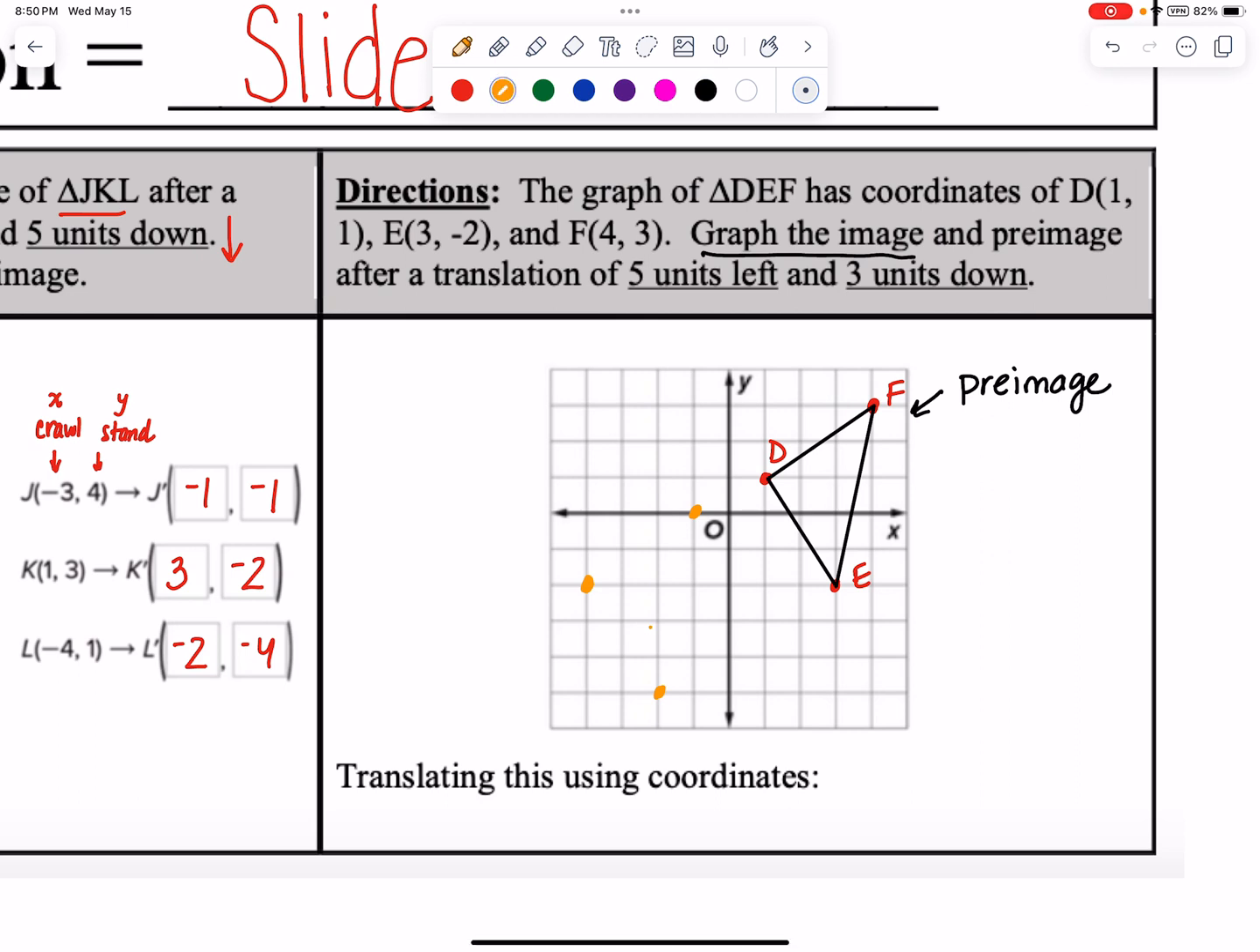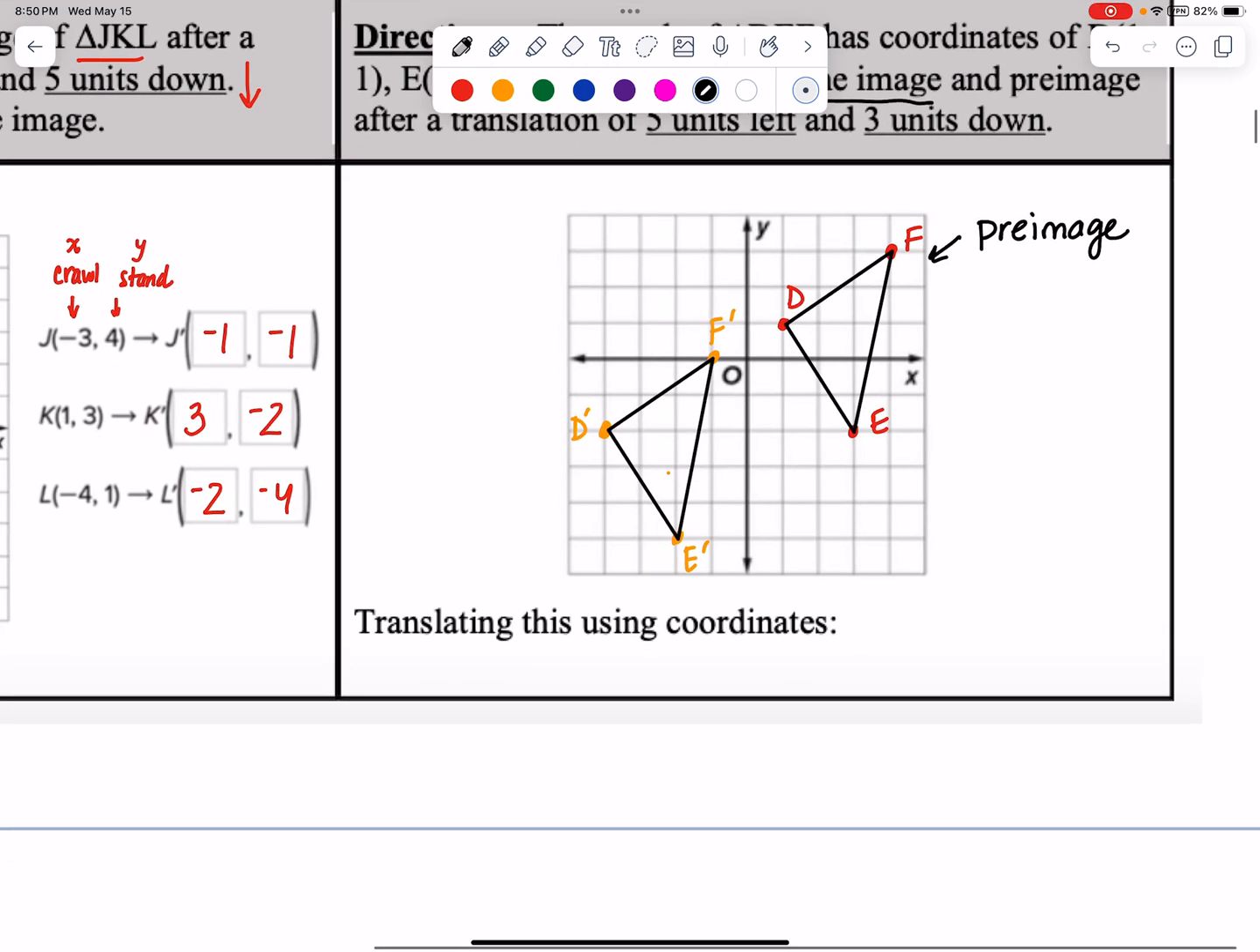And we can connect our points here. We also want to label. So we have D prime, F prime, and E prime. Let's go ahead and make our connections. And there we go. Okay, and then we'll double check, does it look the same? Yes. Okay, so all we did was translate. And so it says translate this using coordinates.